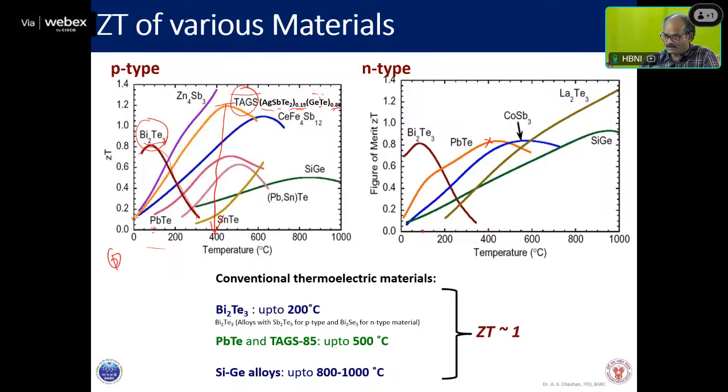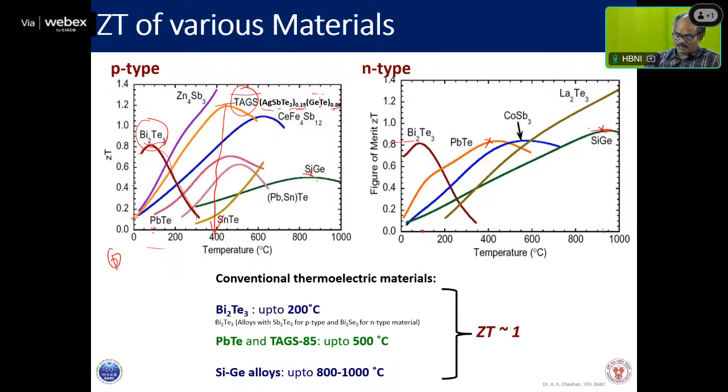In higher temperature ranges, like somewhere in reactors where the temperature is even higher, silicon germanium is used, where at around 900 degrees centigrade you have a ZT value for P-type of around 0.5, and for the N-type silicon germanium alloy it is around 0.8.